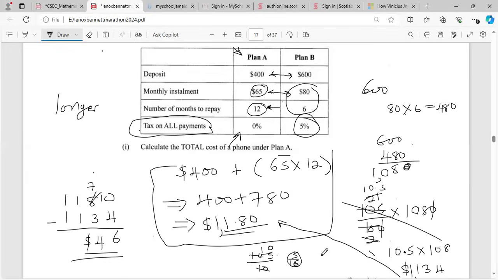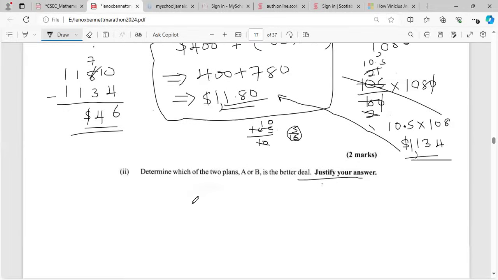Sir, I really understand the part after you're done 480 divided by 1080. Alright, hold on. Let me explain why I did that. I could have done it this way. And every year I do it, students say it can't work.